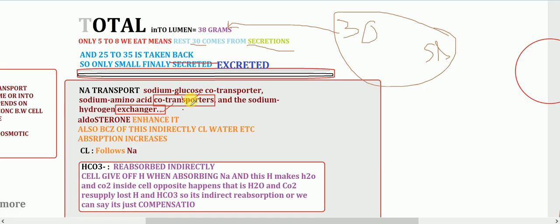the reabsorption of sodium. How do hormones control reabsorption of sodium? Let's talk about it. It is your aldosterone, right? So aldosterone enhances the reabsorption of sodium. When we have to reabsorb a really great deal of sodium, what the body does is that it releases aldosterone.